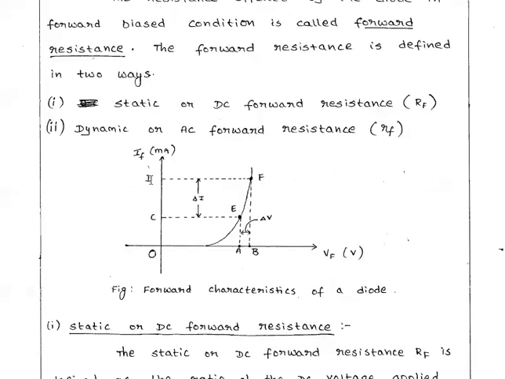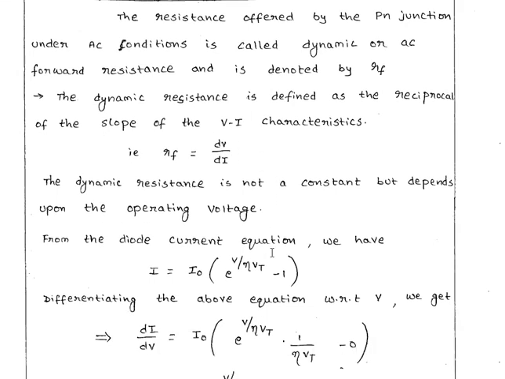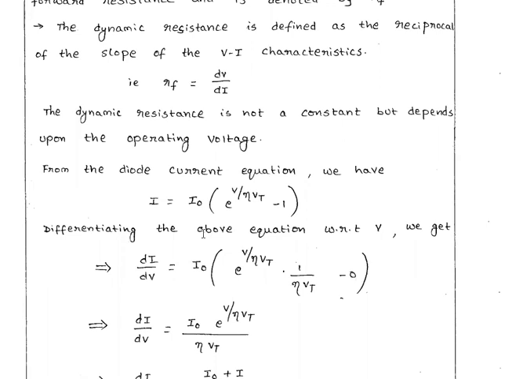Slope is nothing but, on the y-axis there will be a change in current, that is dI, by, on the x-axis, dV. By taking the reciprocal, it will become 1 by dI by dV. So rf is equal to 1 by slope. The dynamic resistance is not a constant, but depends upon the operating voltage.